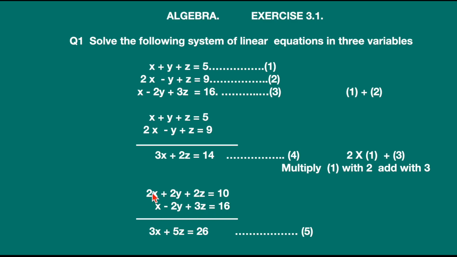Now you add it. This will become 3x. This will get eliminated. This will be 5z is equal to 26. So you can see that this has now become an equation with 2 variables x and z. Here also I have got x and z. Okay, so now we can easily solve the sum. So be careful that you eliminate the same variable.